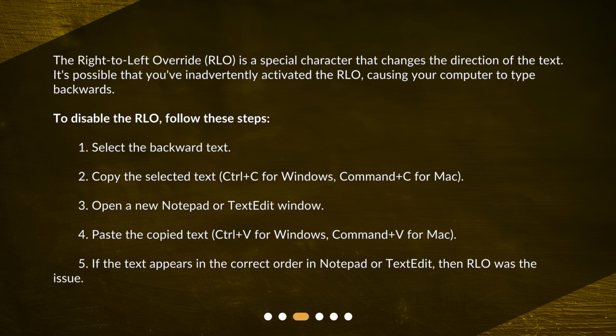1. Select the backward text. 2. Copy the selected text, Ctrl+C for Windows, Command+C for Mac. 3. Open a new Notepad or TextEdit window. 4. Paste the copied text, Ctrl+V for Windows, Command+V for Mac. 5. If the text appears in the correct order in Notepad or TextEdit, then RLO was the issue.